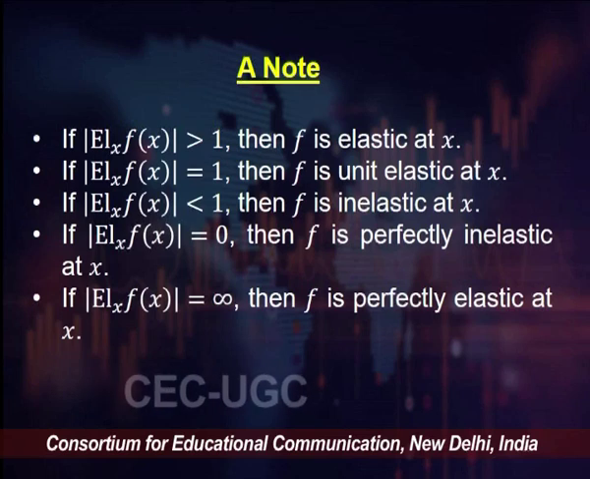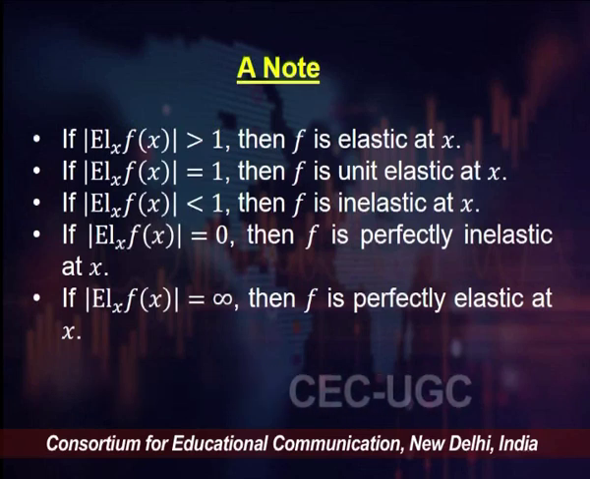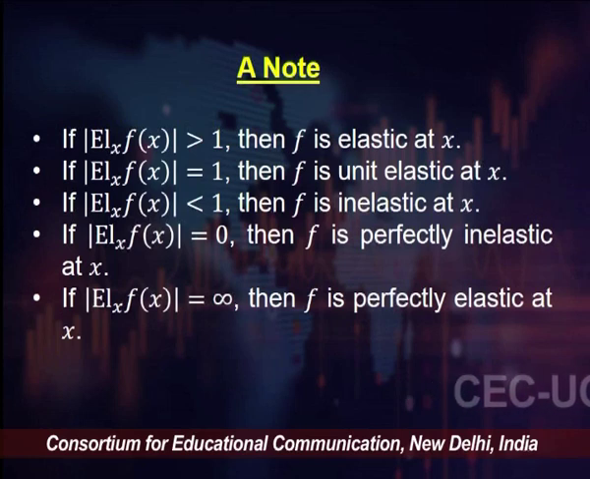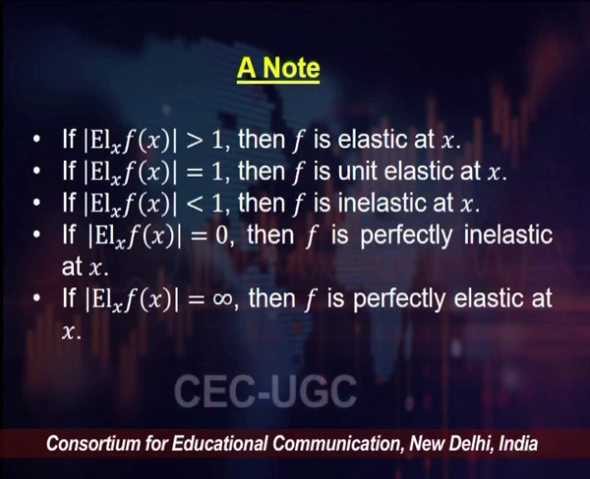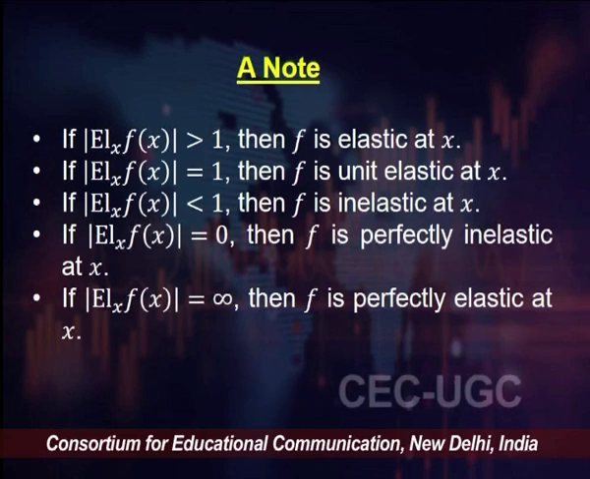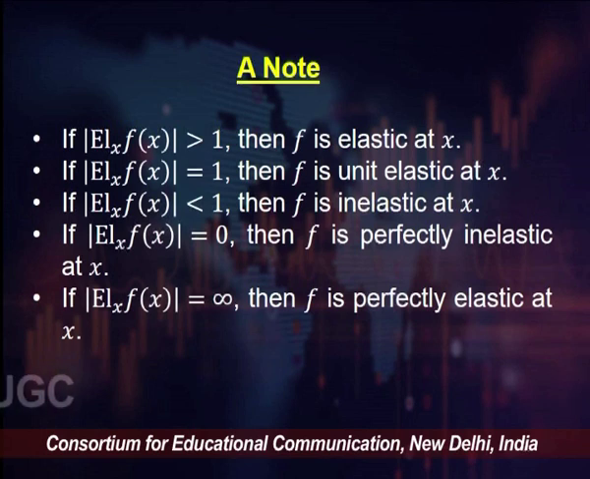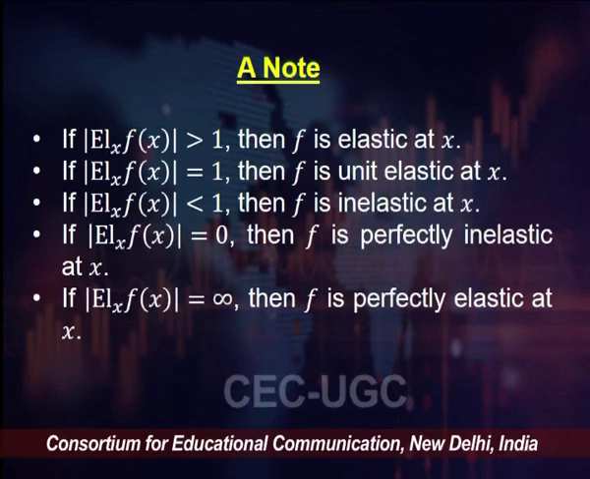If you look at the next result, if the elasticity of f of x with respect to x is 0, this is a case where we say that the function is perfectly inelastic at x. And finally, if the absolute value is infinity, then we say that the function is perfectly elastic at x. These are important results, so please keep these in mind.